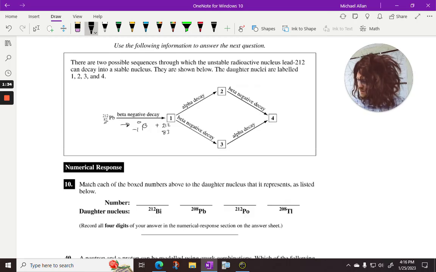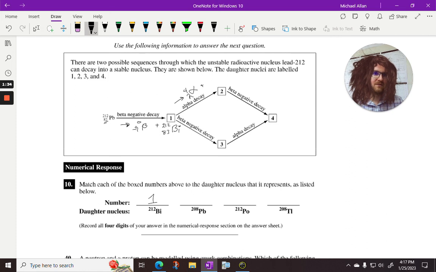So what is 83? I'm going to find out 83 is on my periodic table. Bismuth. So this is going to be bismuth here. Okay, so that's 1. Then bismuth is going to undergo either one of these two things. It's going to go alpha decay, so it's either going to go this way with a 4 and a 2. That's technically a helium nucleus.